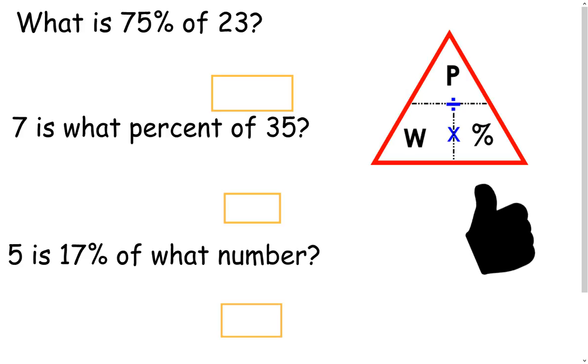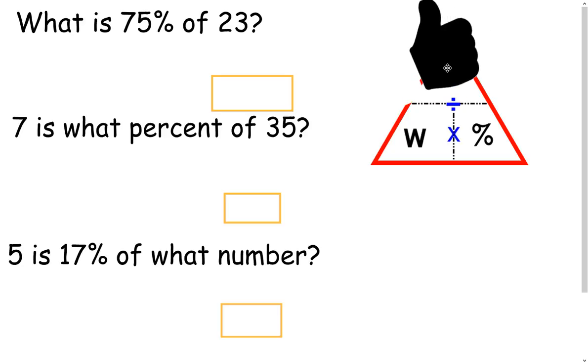For these problems, I'm just going to give you a chance to pause and think about what each of these might be in terms of what you'd cover up, and then what the answer would be, and then I'm going to show you what the answer is. So what is 75% of 23? What would you cover up? I would cover up the part, since that is what I'm looking for, and the answer would be 17.25.